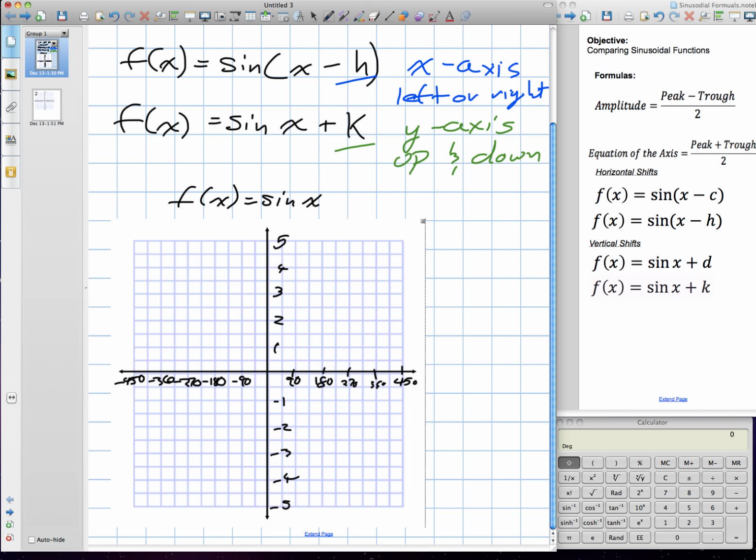So, with this function, if you remember, we talked about the 5 key points that were important. One of them was at 0 and 0, 90 and 1, 180 and 0, 270 and negative 1, and 360 and 0. So essentially we have a wave that goes like this. Okay. Now we're going to continue this graph because technically it continues. At 450, what number will we be at? We'll be at 1 again. Okay. And we're going to continue in the other direction, the exact same pattern.